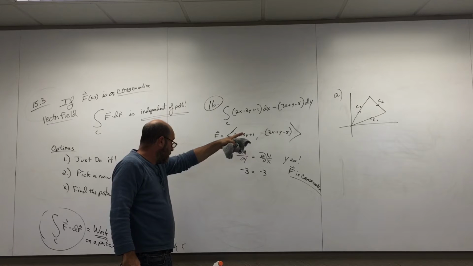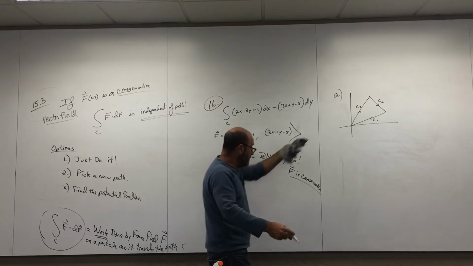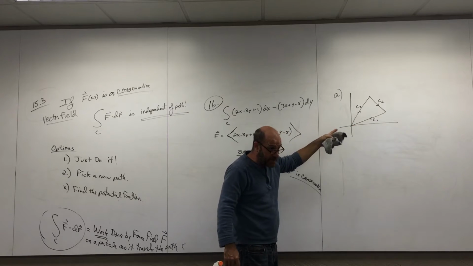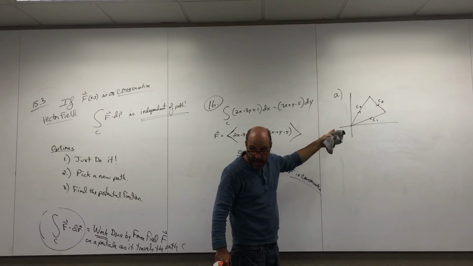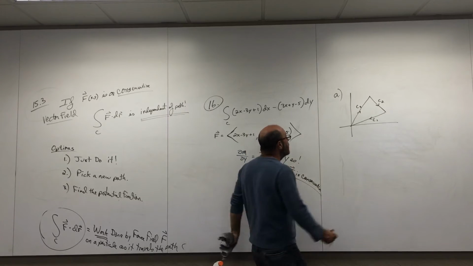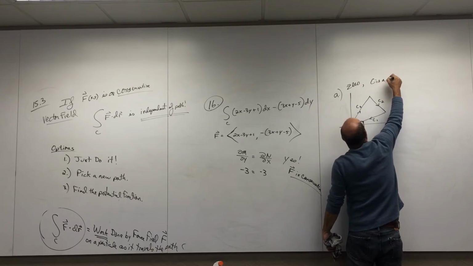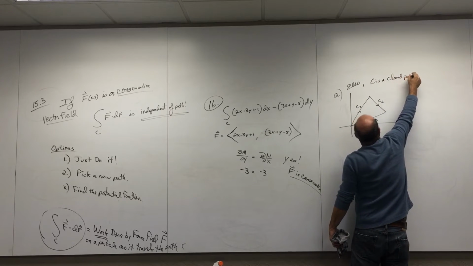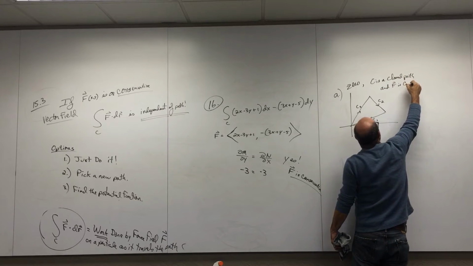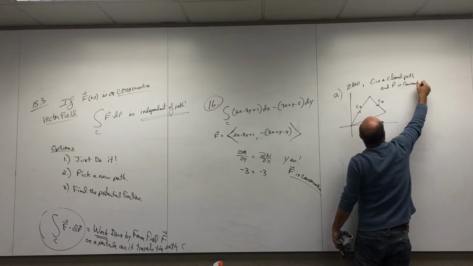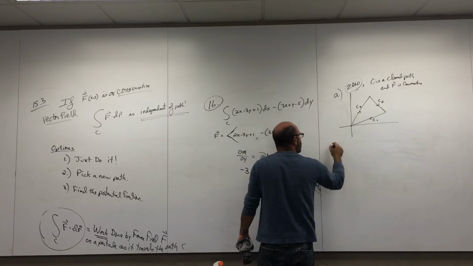Looks like it's a closed loop. Yeah. Oh, thank you. I'm in a conservative vector field. This happens to be a closed path. It starts and stops at the same place, so I don't have to do anything. The answer to A is 0. Thank you. And F is conservative, I better say that. This is just me explaining why the answer is 0. Right. Cool. Closed path.